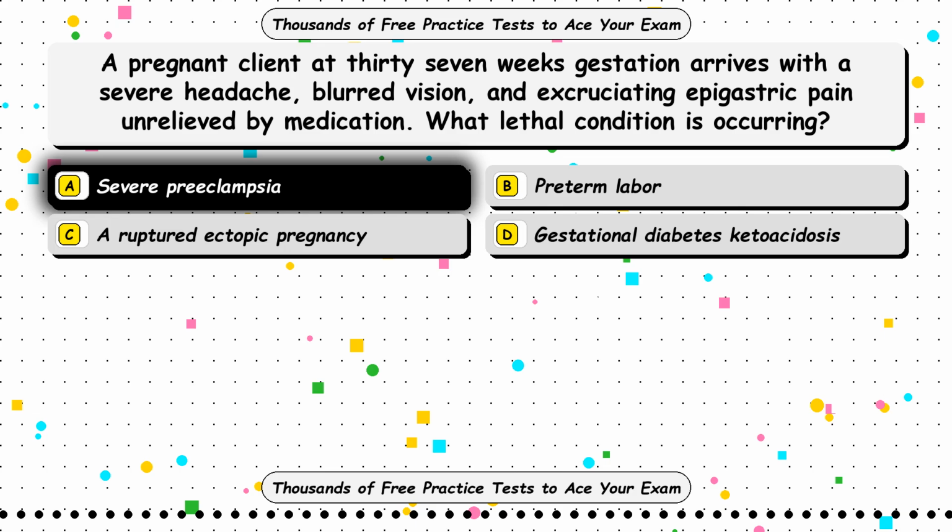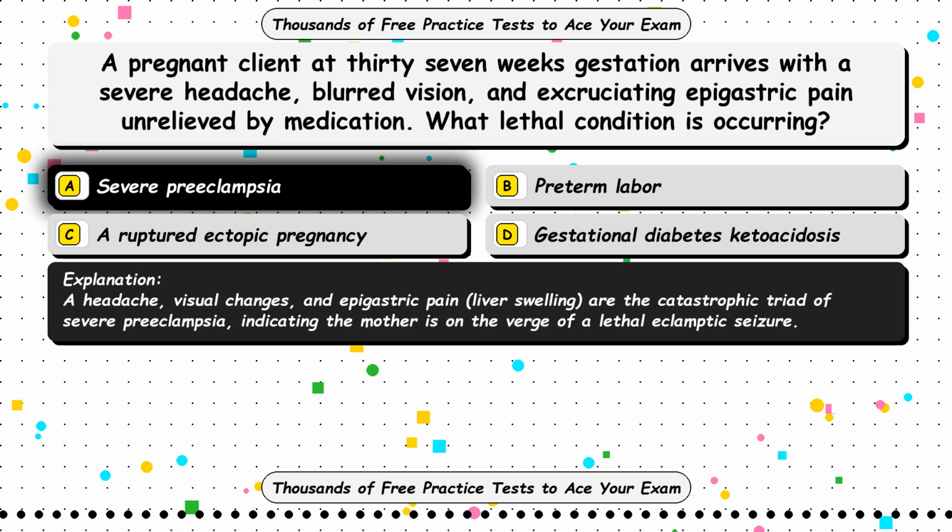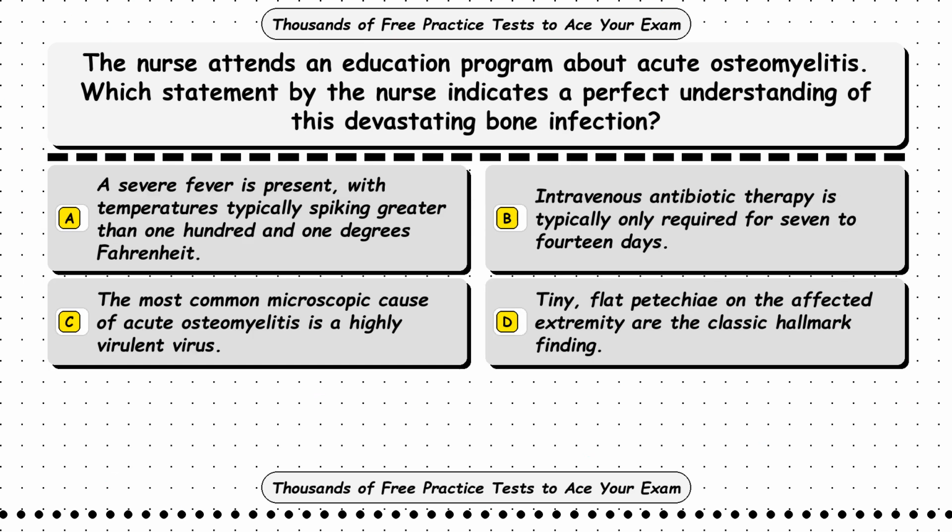The correct answer is option A. Severe preeclampsia. A headache, visual changes, and epigastric pain, liver swelling, are the catastrophic triad of severe preeclampsia, indicating the mother is on the verge of a lethal eclamptic seizure. Question 128. The nurse attends an education program about acute osteomyelitis. Which statement by the nurse indicates a perfect understanding of this devastating bone infection?